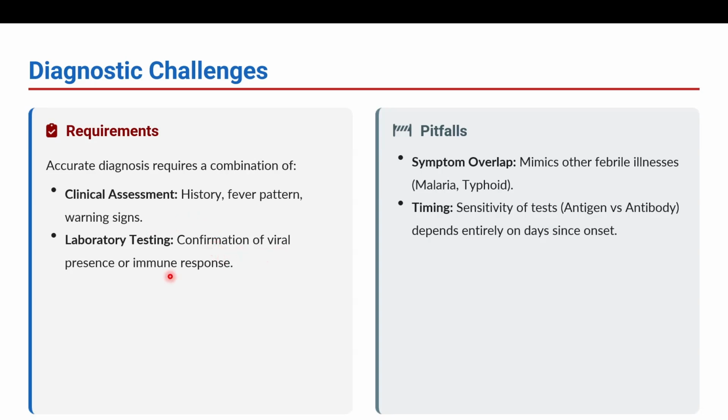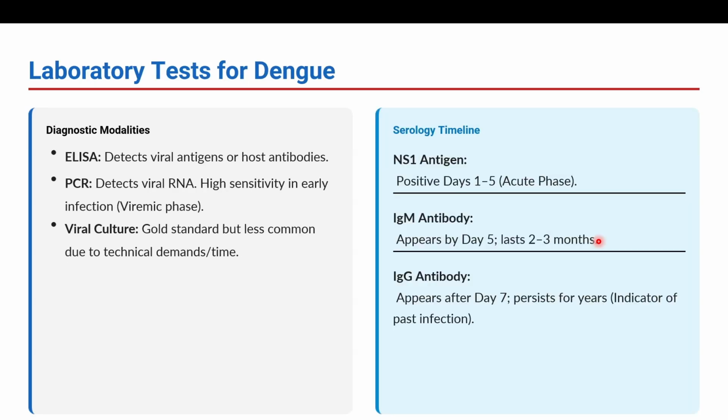Laboratory testing: confirmation of viral presence or immune response with the help of ELISA testing. And the pitfalls: symptoms overlap with many other illnesses like malaria and typhoid. So you have to clinically discern what kind of presentation this is and when to do the dengue test. Sensitivity of the test, antigen versus antibody, depends entirely on the days since the onset. So we'll discuss the laboratory testing in the upcoming slide.